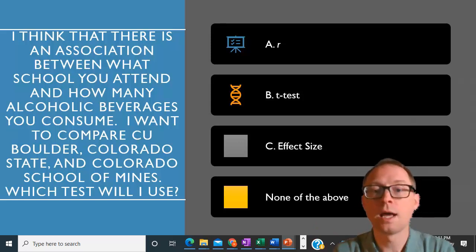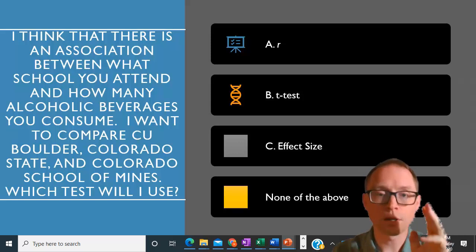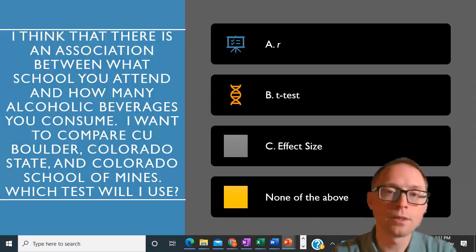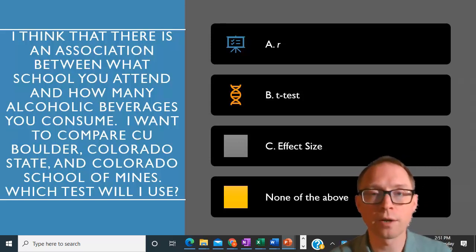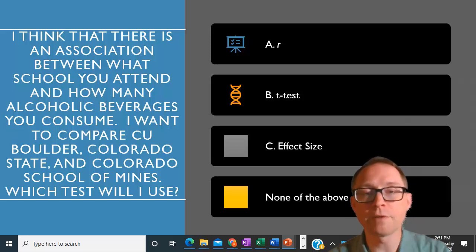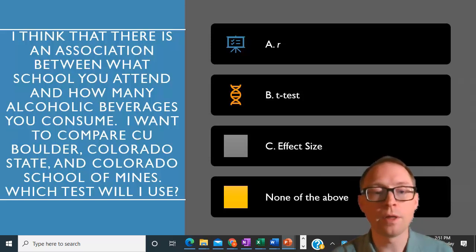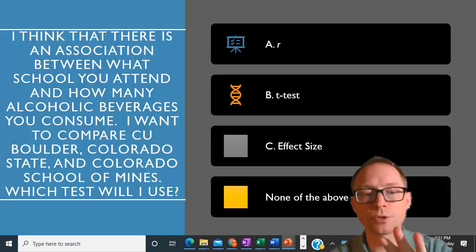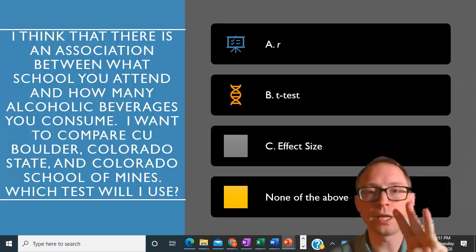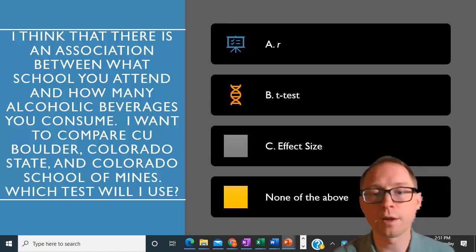Well, look at this. A t-test, doesn't that cover categorical with continuous? The problem is that a t-test can only handle 2 levels of the categorical variable. A t-test can only be done with 2 levels of a categorical variable. We have 3 levels of this categorical variable. They are CU Boulder, that's 1 level. Colorado State, that's another level. Colorado School of Mines, that's a 3rd level. So in this case, you cannot use a t-test.